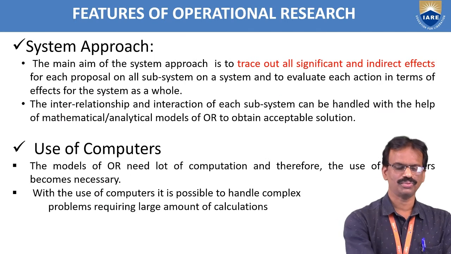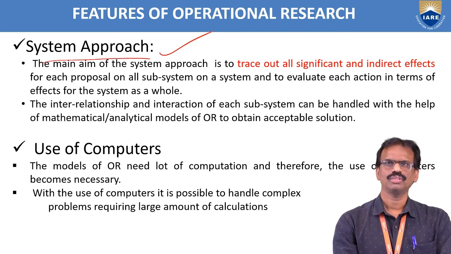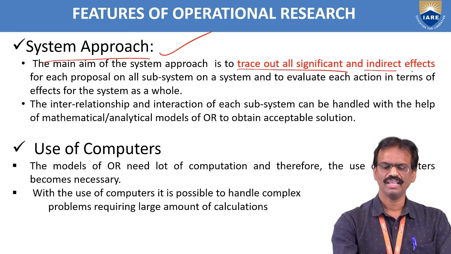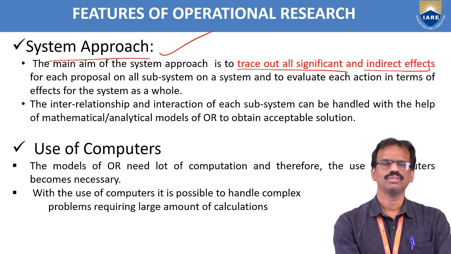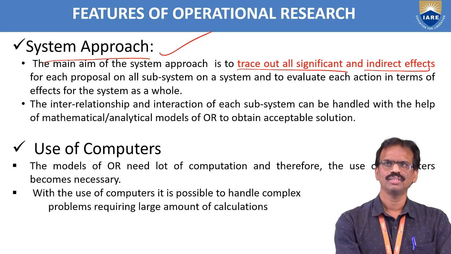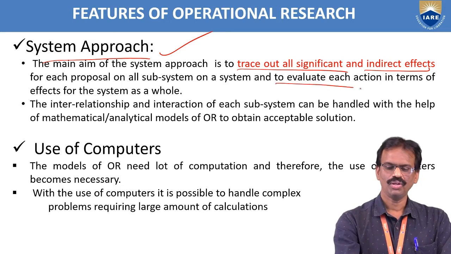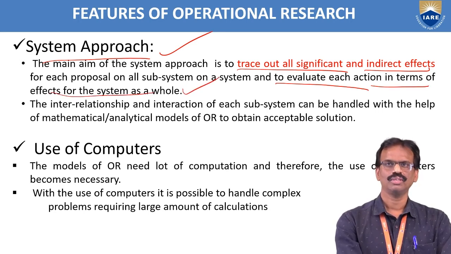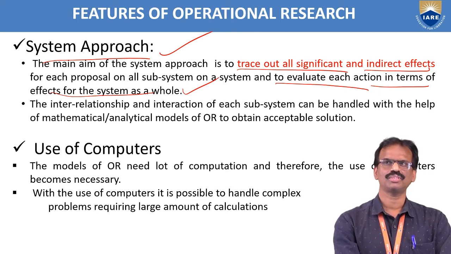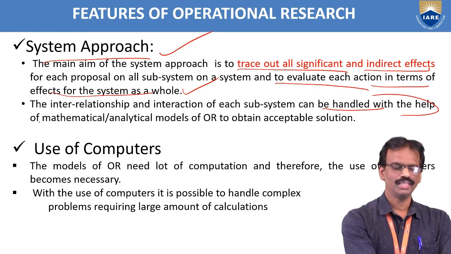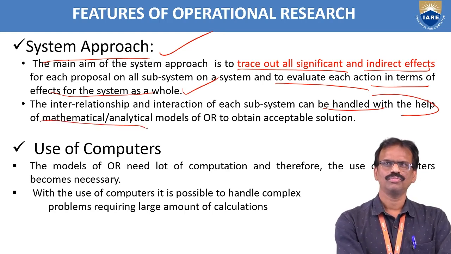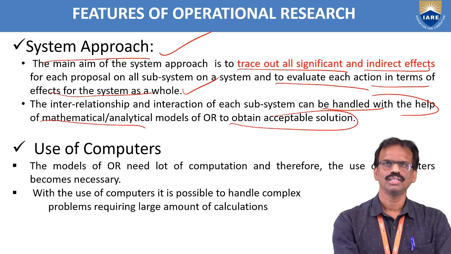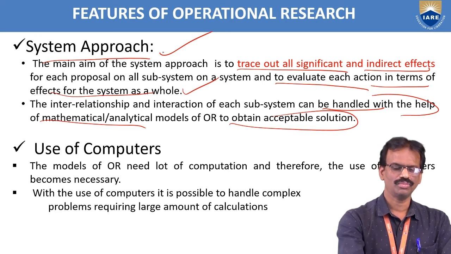So next one is the system approach. So important. The main aim of this system approach is to trace out all significant and indirect effects for each proposal of all subsystems and the system, and to evaluate each action in terms of the effects for the system as a whole. The interrelationships and interactions of each subsystem can be handled with the help of mathematical analytical models of OR, mainly to obtain acceptable solutions. In this way, the system approach is also very important.